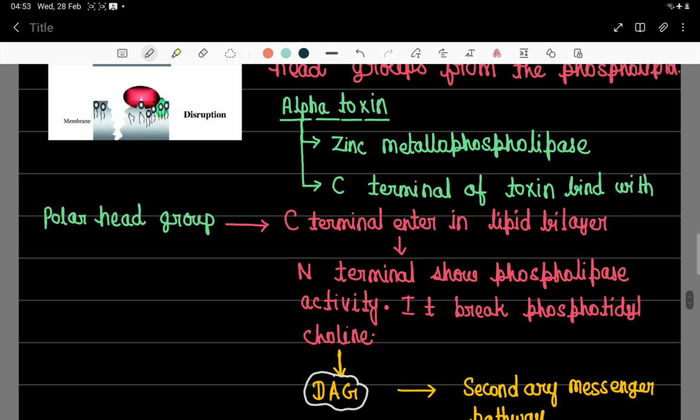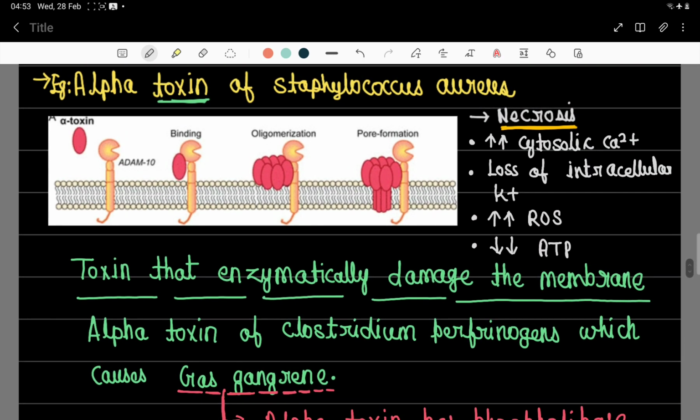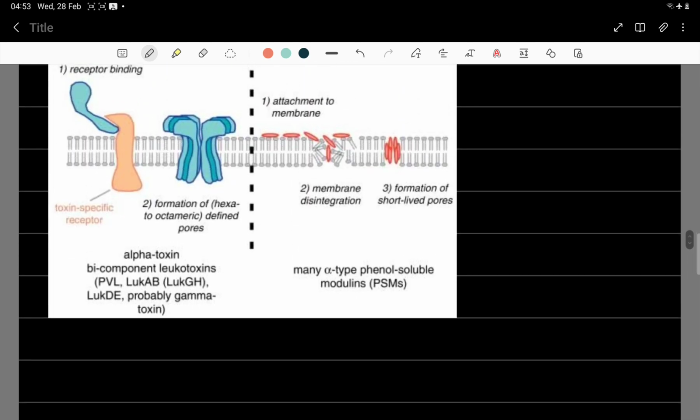So in this video we discussed how different exotoxins which damage the membrane work. The remaining we'll see.